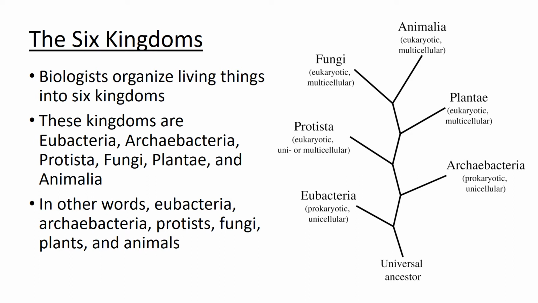But in plain English, and this might not sound like plain English if you're not familiar with these words yet, but here's the plain English. Eubacteria, Archaebacteria, protists, fungi, plants, and animals. Those are the 6 kingdoms of life.